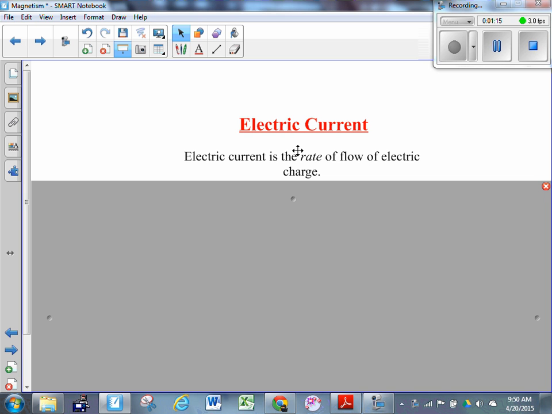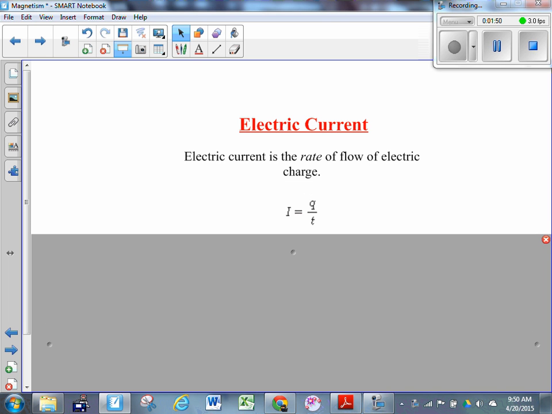The rate of flow of electric charge is not analogous to how fast cars are moving by you, the speed of the cars. Rather, if you're standing on the side of the highway and you've got a stopwatch and you're counting how many cars are going by per second, that's analogous to electric current. It's the rate of flow of cars or the rate of flow of charge, not the speed, but the number that are going by per second.